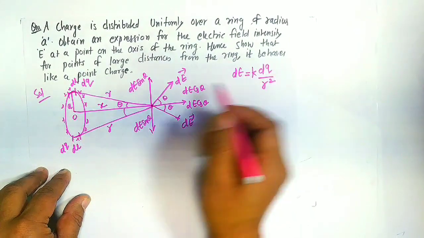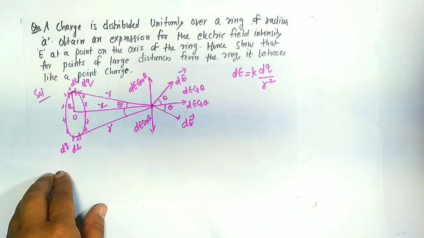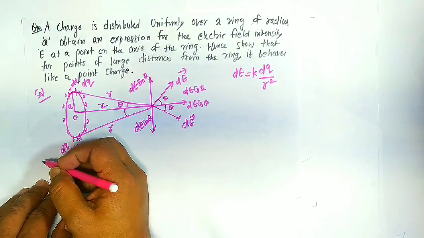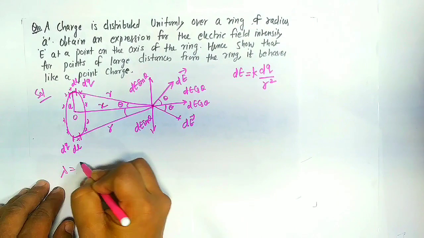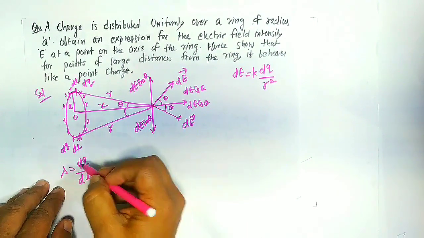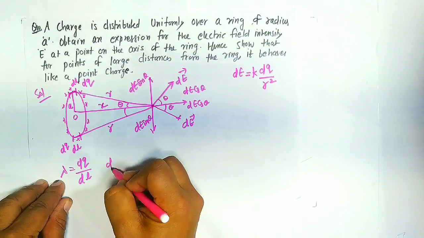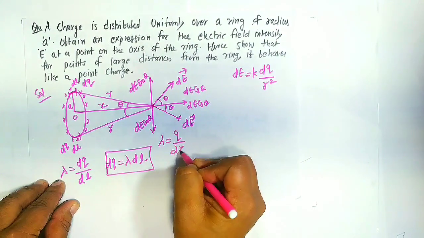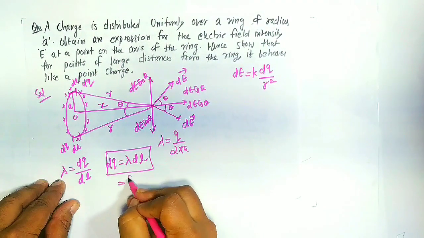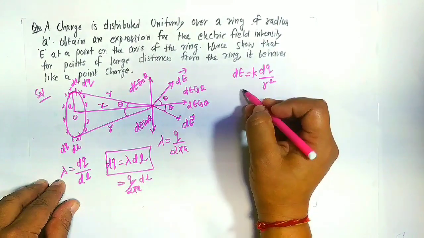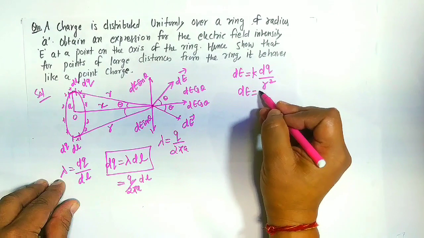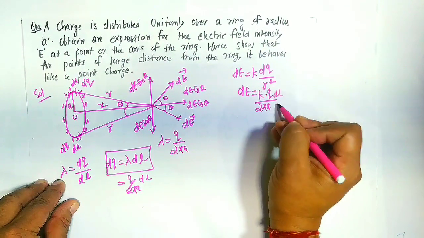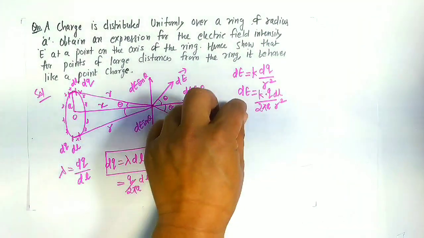What is dQ? It will be written in terms of the charge density. The charge density lambda is dq by dl, you remember, so dq is lambda dl. And lambda is q by the total length, 2 pi a. So if I put it here, it will be q by 2 pi a times dl. So dE is k times q by 2 pi a dl by r square. Got it.